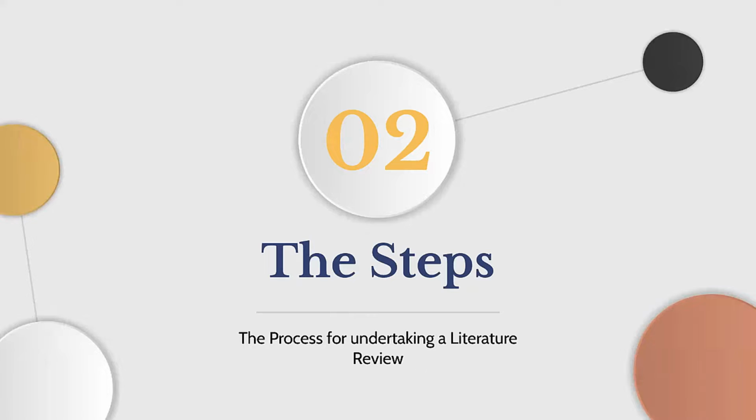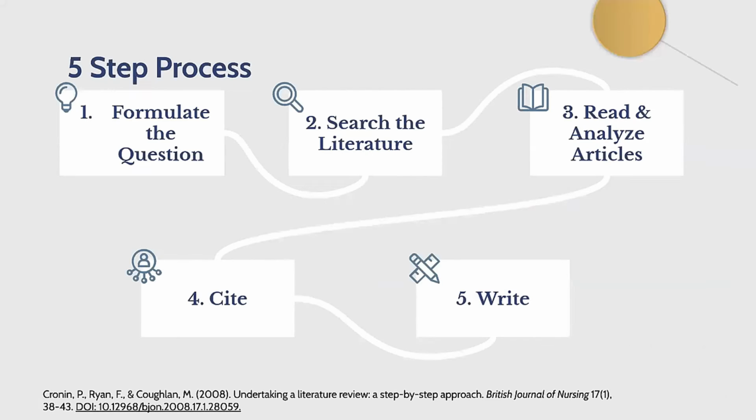So we're going to talk a little bit about the steps to undertaking a literature review. There are 5 steps that have been identified to writing a literature review. This was first written in 2008 by Patricia Cronin and her colleagues. Step 1 is to formulate the question. The question is your basis for your lit review. So that is the first step, and it's probably the most important step.